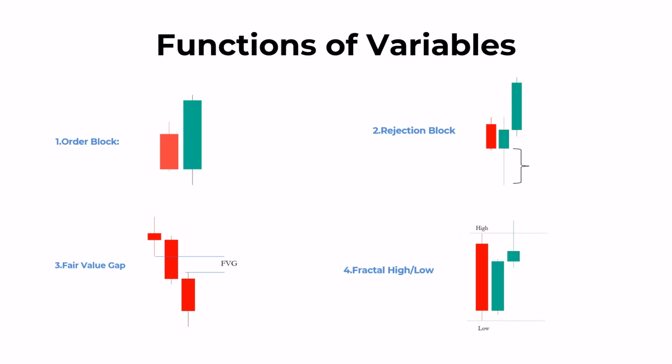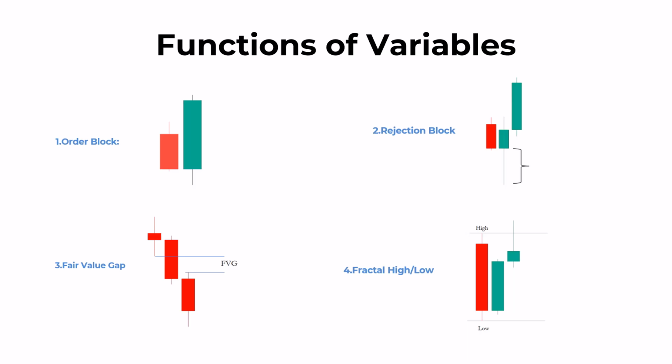Trigger. Fractal points or fair value gaps can be triggers, signaling that a trade setup is coming. Think of these as a green light to get ready. Entry or execution. Order blocks and fair value gaps are where you actually enter your trades, backed by confirmed volume.